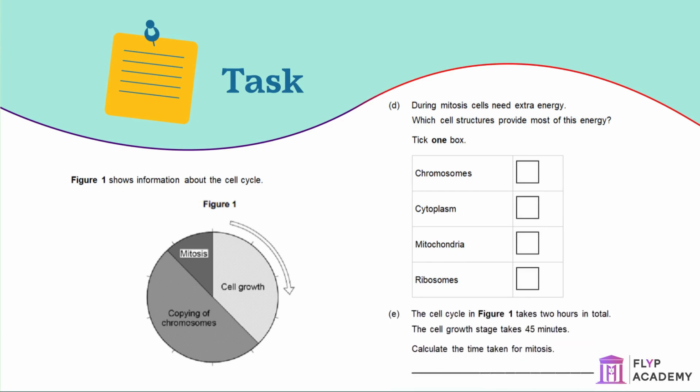E. The cell cycle in Figure 1 takes 2 hours in total. The cell growth stage takes 45 minutes. Calculate the time taken for mitosis.